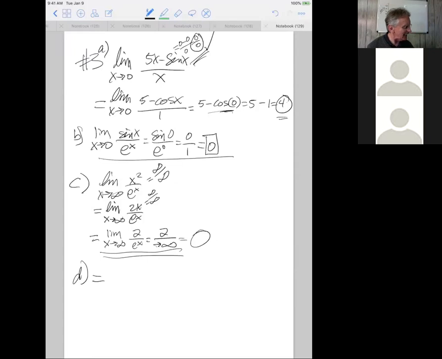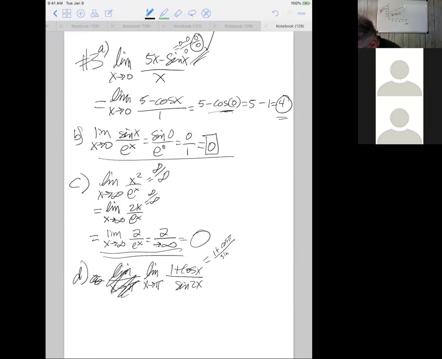We've got a special one, the limit as x goes to pi of 1 plus cos x over sine 2x. I've only got a couple more minutes, and I have to move through this quickly because I've got to do the last question too. Okay, so first plug in pi. What do you get? I got 1 plus cos pi over sine 2 pi.